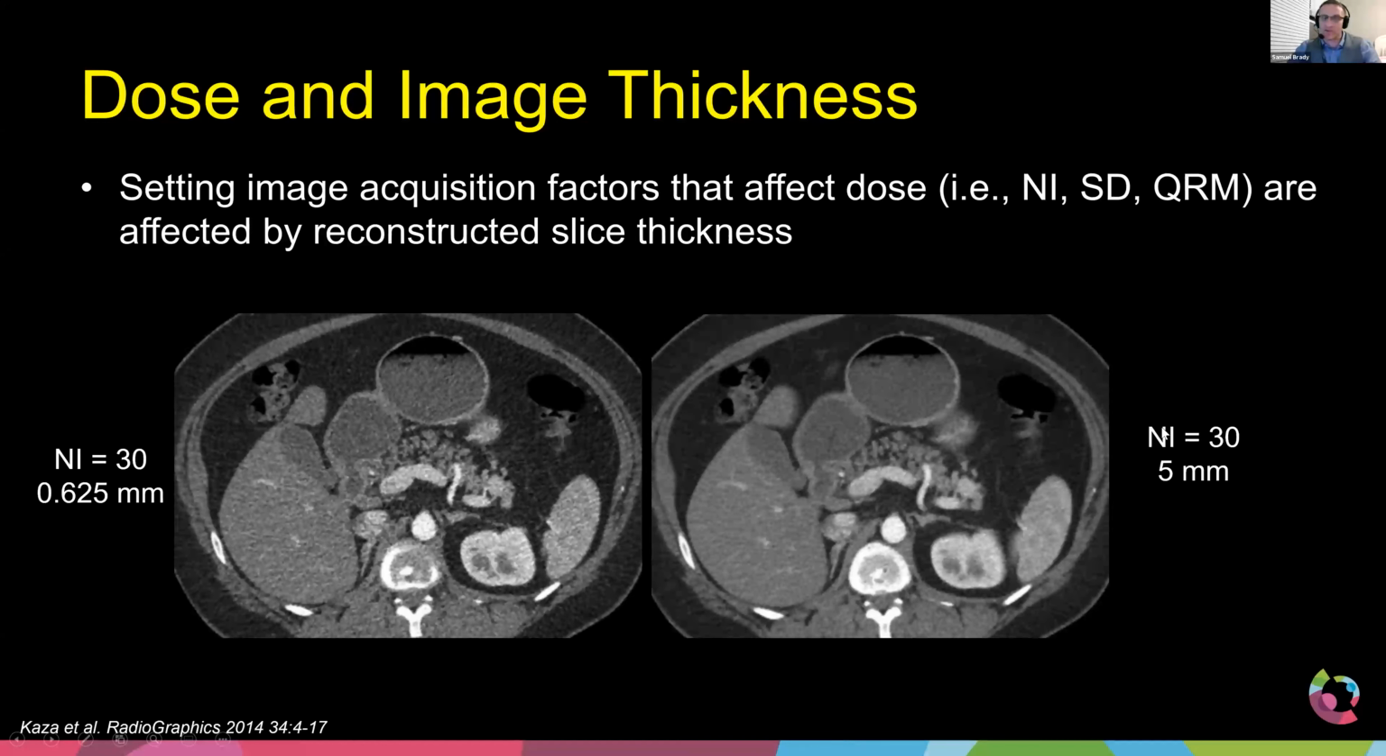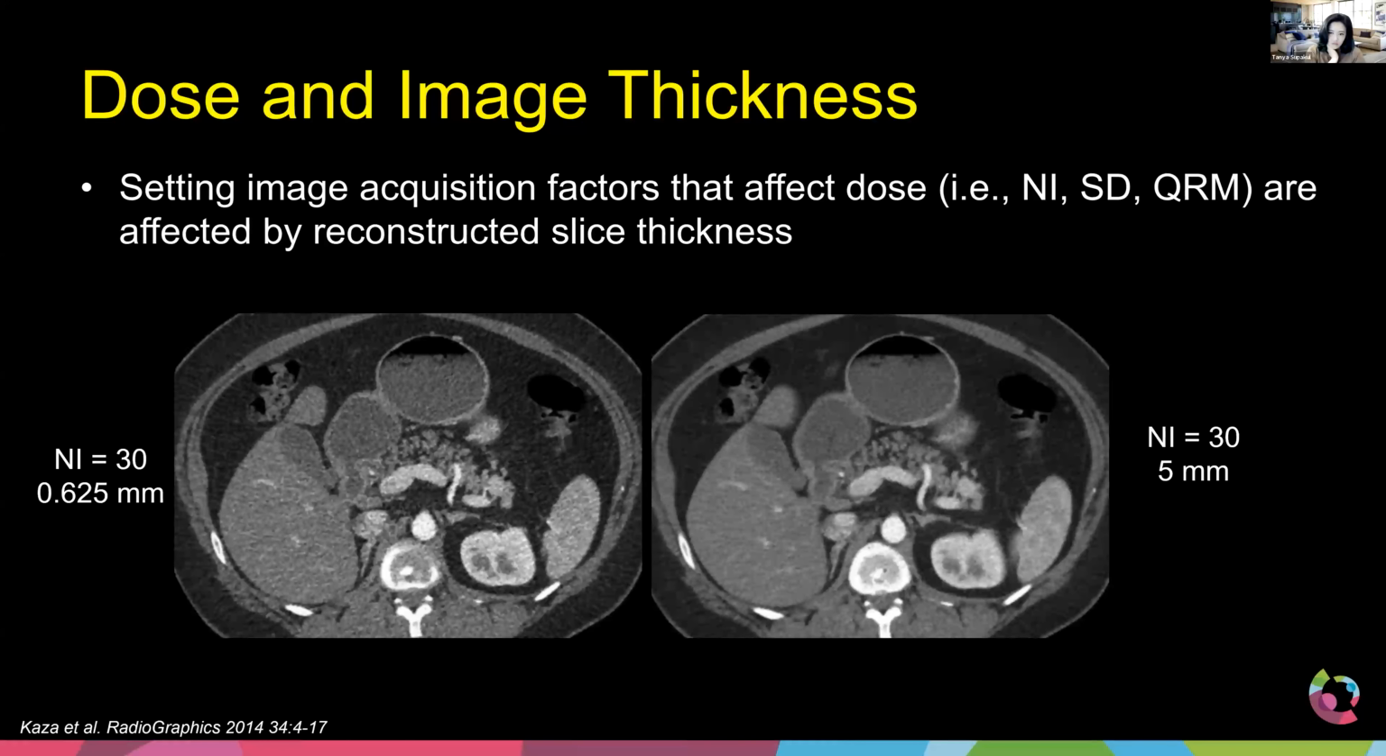Now, what happens if we use that same noise index value, but we reconstruct it at a different thickness? In this case, the thinnest we can go on a GE scanner is 0.625. Obviously, the image is much, much noisier because the radiation output was assuming that we were going to average up to 5 millimeters of tissue together.